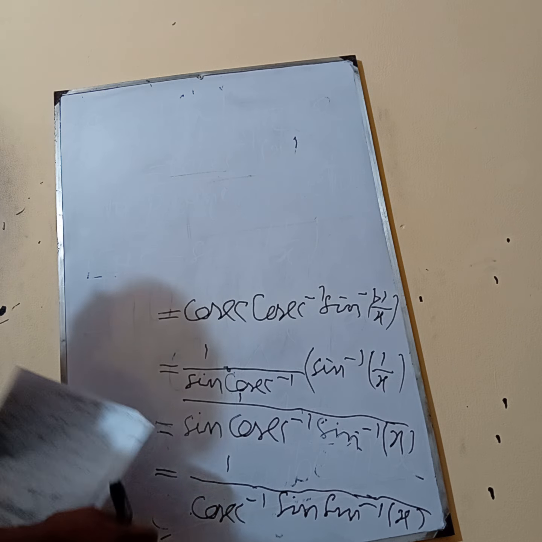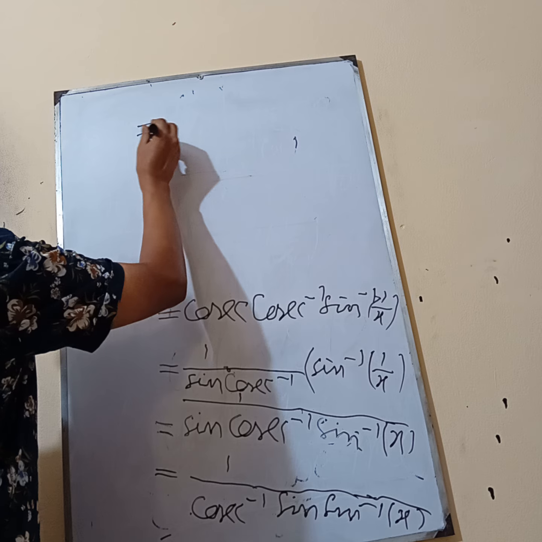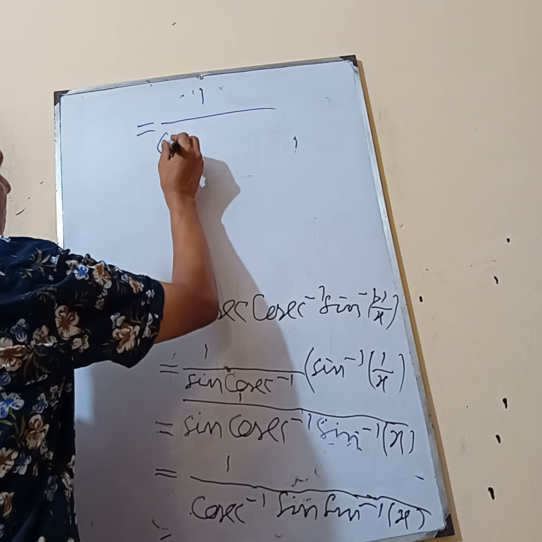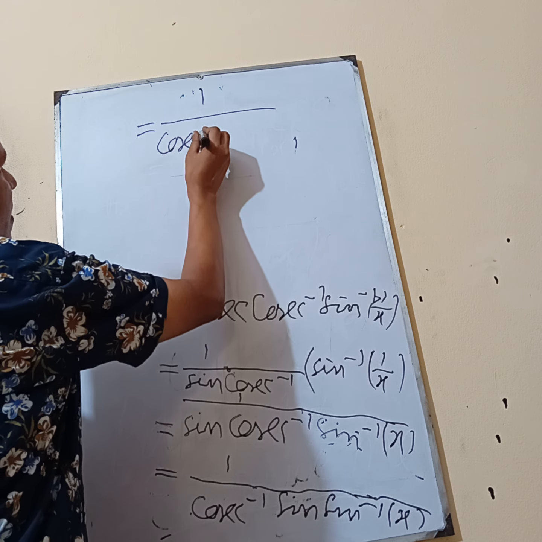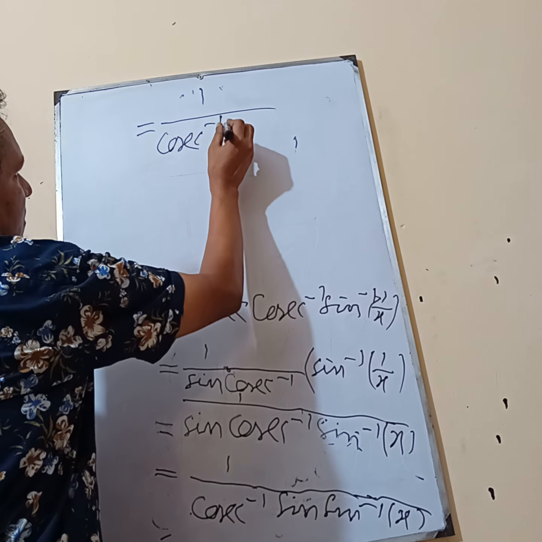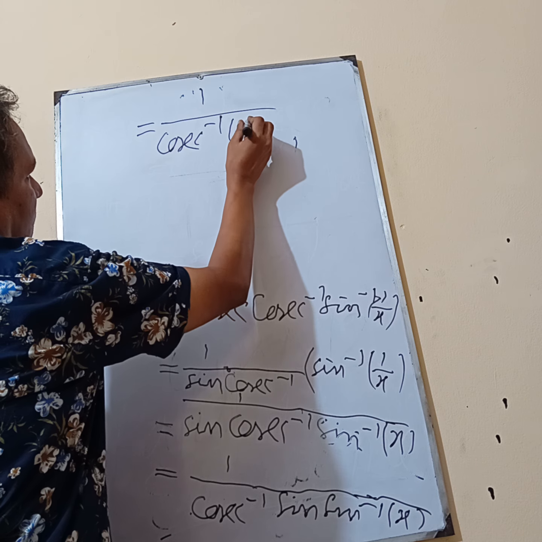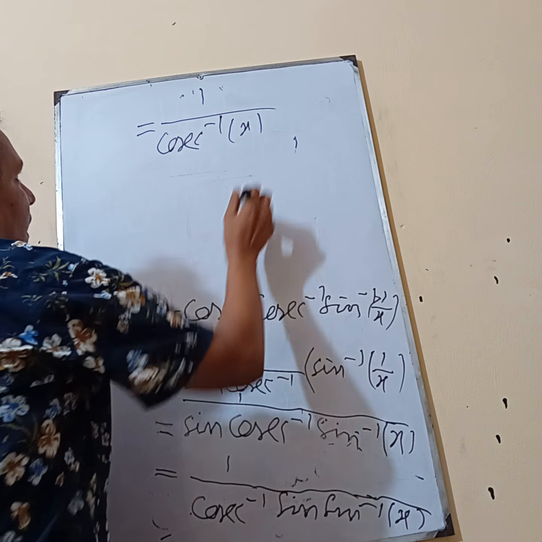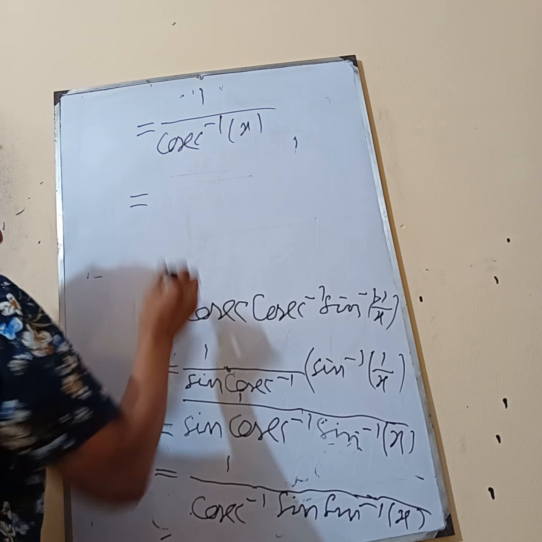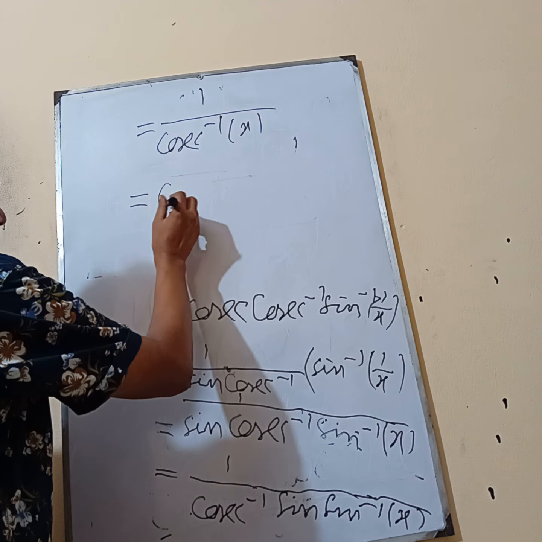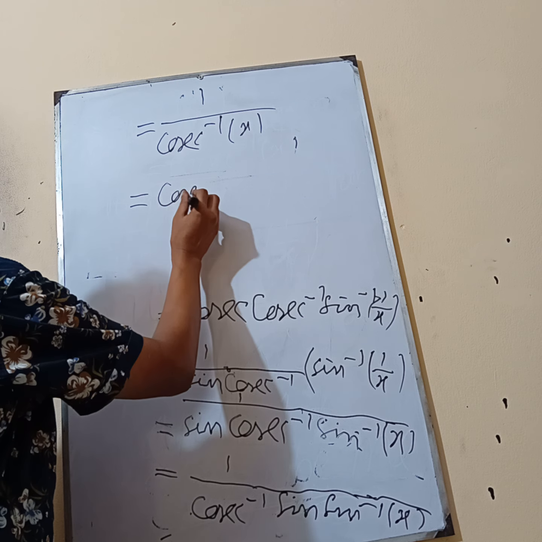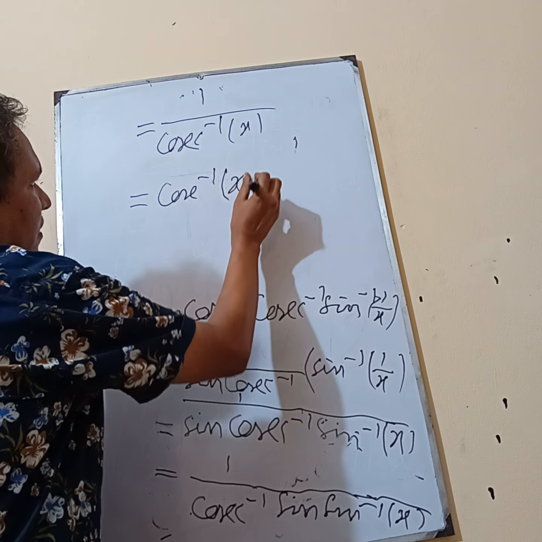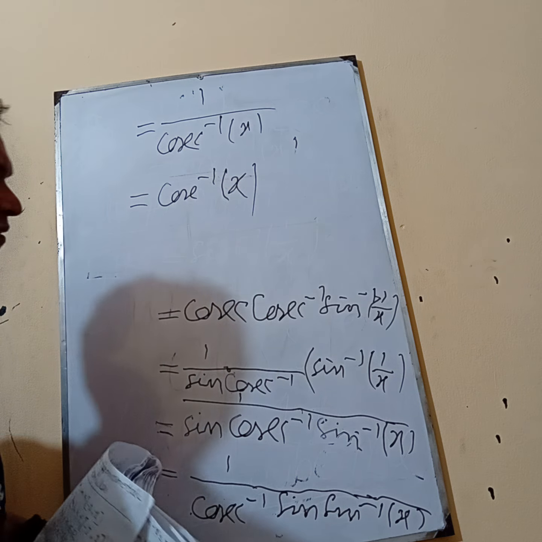This is one process, but I also have another process. Cosine inverse x is equal to cosine inverse x. There is a difficulty in teaching, so I have to write this another way. Please erase this.